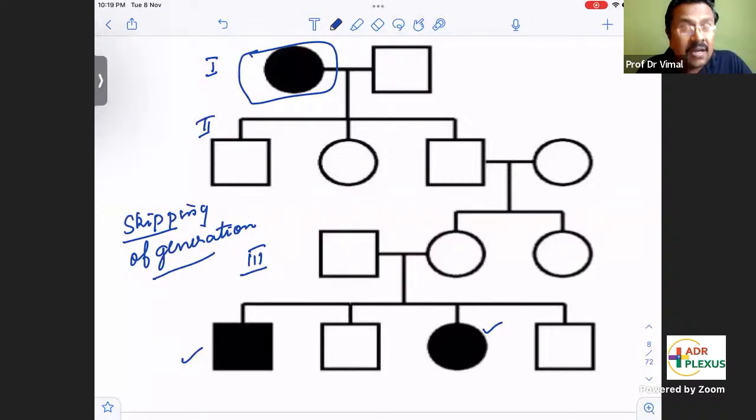At the same time, what will happen? The person will be getting affected only if he or she marries another person from some other family having the same recessive gene. So it is a horizontal pattern of inheritance.